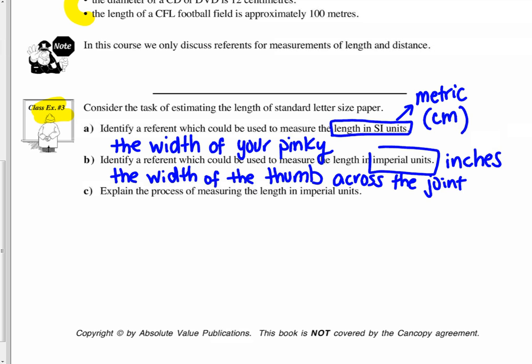Let's move on though, because we really need to get going. Explain the process of measuring the length in imperial. Let's just skip this. I think we're going to skip all of these.